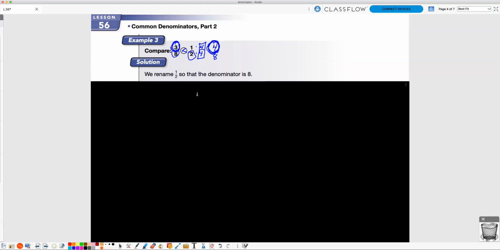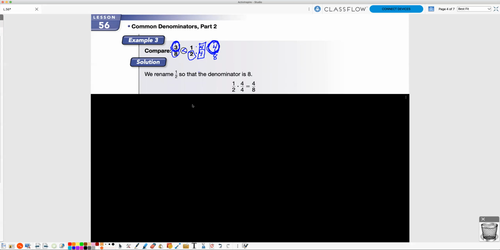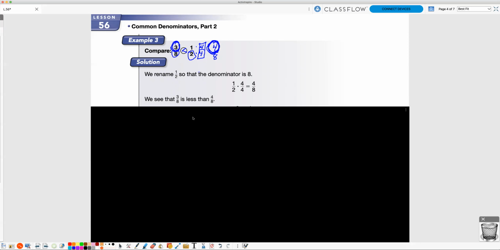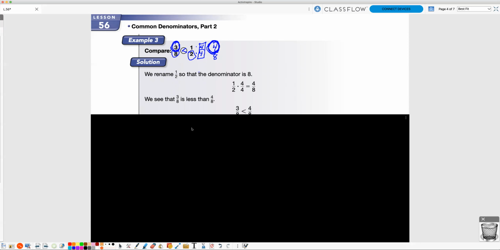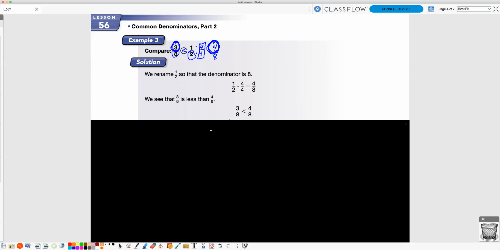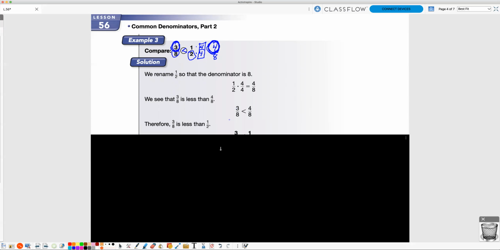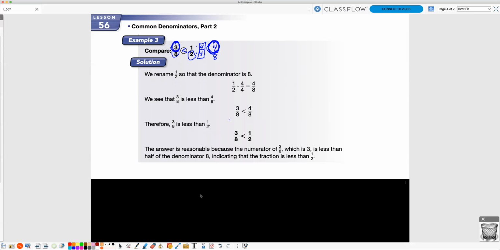So you just rename the 1/2 so that the denominator is 8. It should look like this, 4/8. 1/2 equals 4/8. And then you can see that 3/8 is less than 4/8 because 3 in the numerator is less than 4 in that numerator. And that's all there is to it.